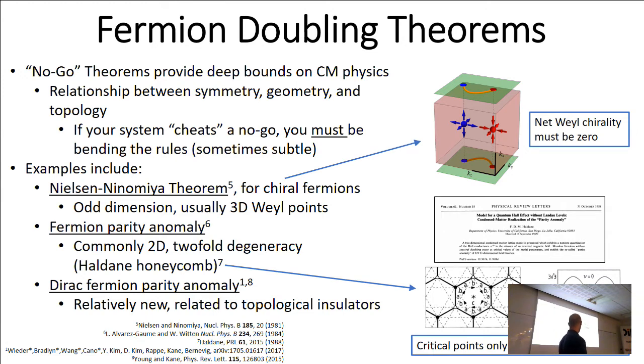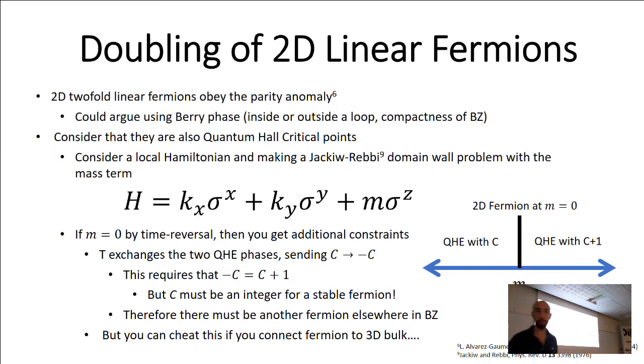But there are other fermion doubling theorems that show up. There's the fermion parity anomaly, and this governs twofold degenerate two-dimensional fermions. And so this is something that relates, as we'll see, to quantum Hall points, or critical points, and it shows up in the Haldane honeycomb paper, so you can explore this 1988 paper, maybe a nice discussion of it. And then there's this sort of more recent, subtler thing about Dirac fermion parity, where here I'm talking about Dirac as a fourfold degenerate point in two dimensions, like those in graphene if you count spin. So, briefly to review, twofold degenerate linear fermions are doubled in condensed matter for a variety of reasons.